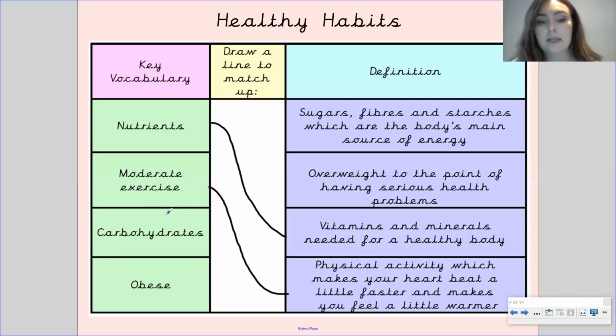Okay, so is the definition of carbohydrates sugars, fibers, and starches, which are the body's main source of energy, or overweight to the point of having serious health problems? What do you think? Pause the video to see which one you think it might be. Well done if you said sugars, fibers, and starches, which are the body's main source of energy. So that is the definition of carbohydrates.